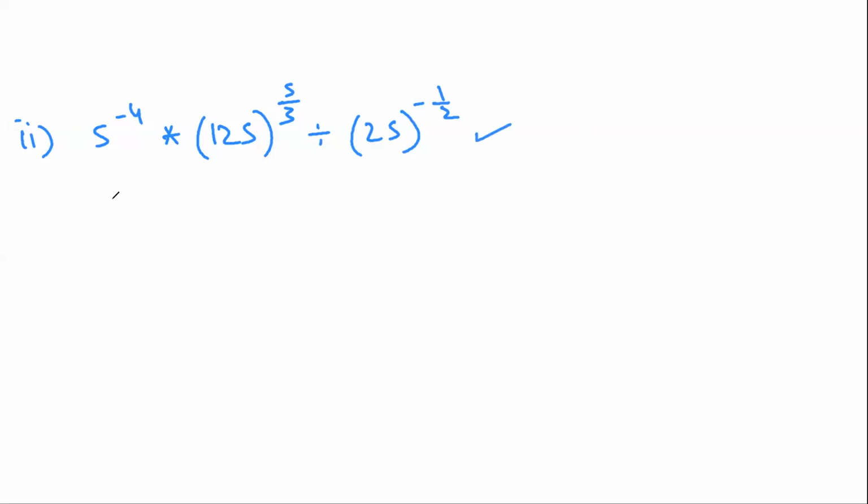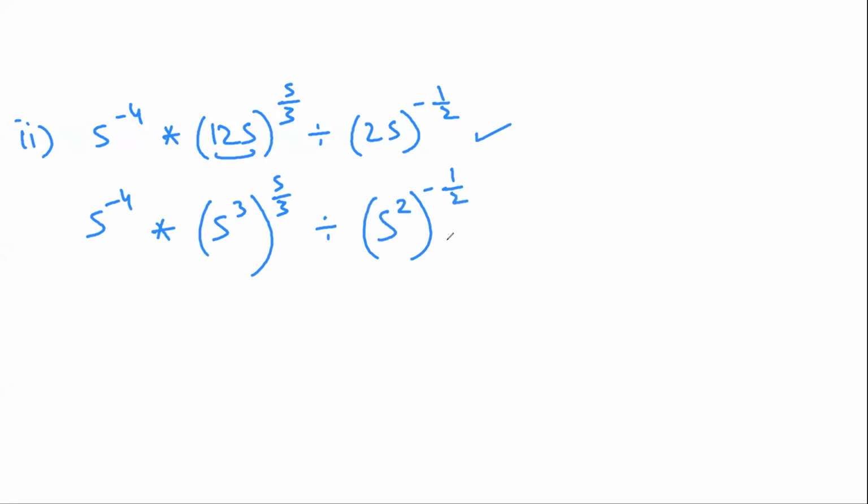Again, my basic approach remains the same. I'll write this as 5 raised to power minus 4 into this 125 can be written as 5 cube, and outside I have 5 by 3, divide by this 25, I can write 5 square, and outside I have minus half. So this 5 raised to minus 4, again the law that I'll apply is a raised to m, raised to n is equal to a raised to m into n. This is the same as we have done previously.